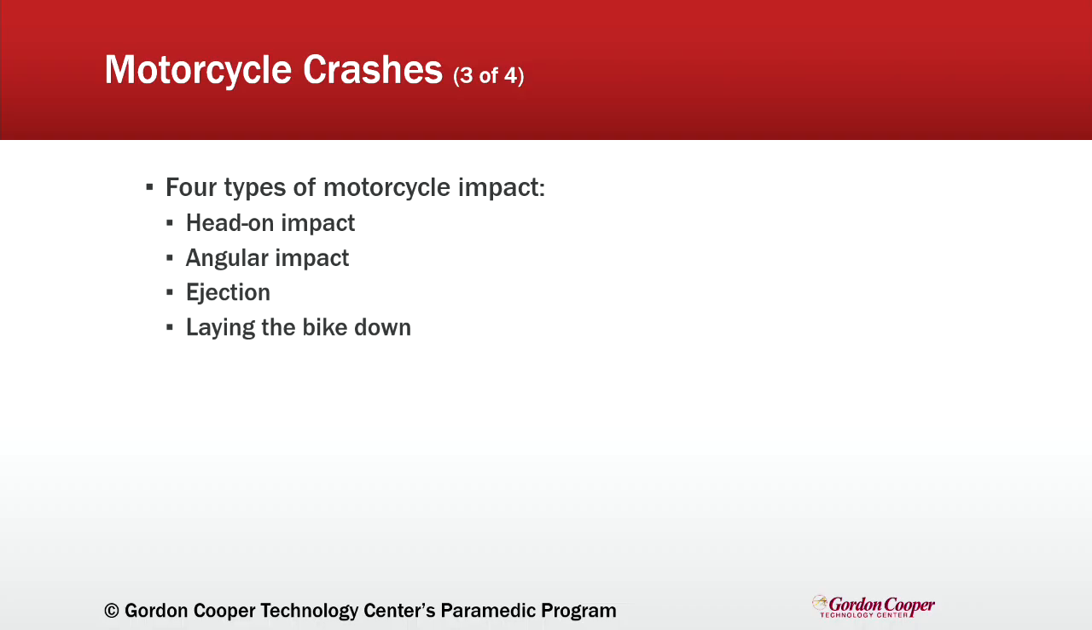The third one is ejection, which occurs when the rider is thrown at a high speed and still stopped by a stationary object, another vehicle, or even the road. And then, of course, the last one is laying the bike down, which is a technique used to separate the rider from the motorcycle and the object they might hit. And this is going to help to reduce direct trauma.